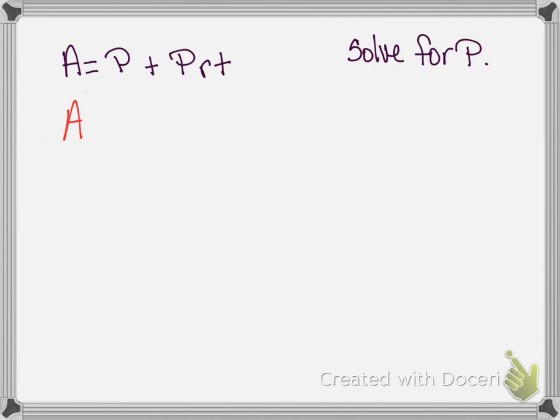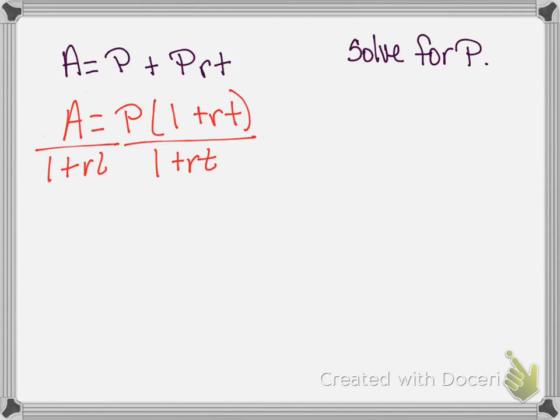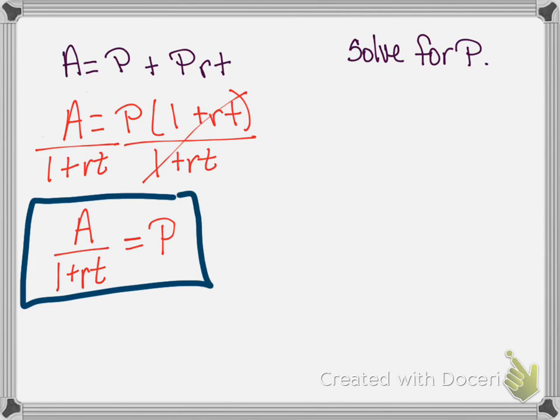So I have A equals P. P times what gives me P? Good. P times what gives me PRT? RT. Okay. Now I can divide both sides, and I have isolated my P. So my answer to this is A over 1 plus RT equals P. And that is my final answer for this one, for solving for P.